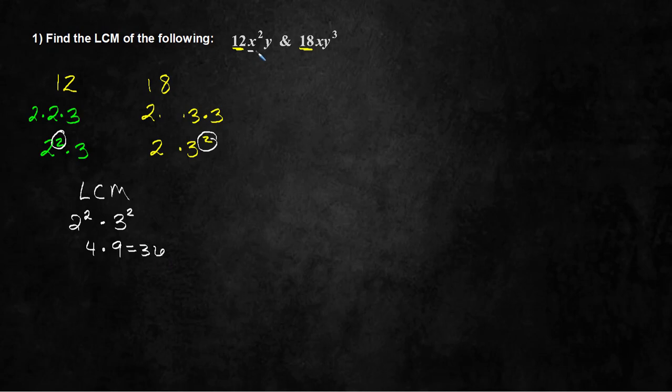Now let's look at the variables, and we're going to do the same idea. You're going to look to see which variable has the highest exponent. So for the x's, it's squared, and for the y's, it's cubed. And so we have x squared, y cubed. That's your LCM. So again, you're looking at find the prime factorization, and then you go to make sure every number that's in your prime factorization is represented, and go to your highest exponent. Same thing on your variable, everything represented, and go to the highest exponent.